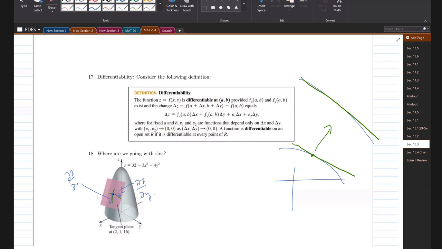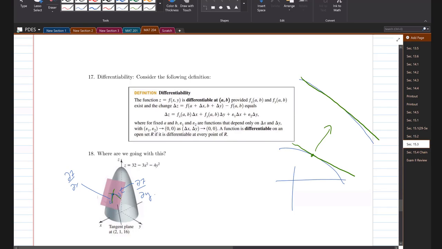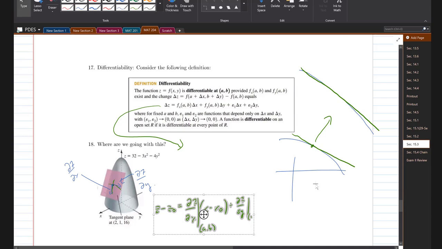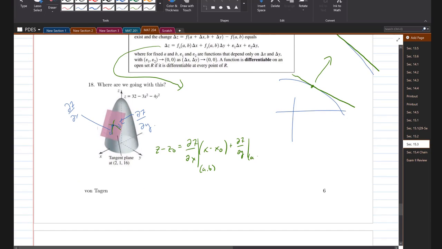So here we have the criteria for differentiability. I don't really want to get into this too much right now, except to say that there's another way we could represent this, and that's to say that z minus z naught is equal to partial f partial x evaluated at the point (a, b) times x minus x naught, plus partial f partial y evaluated at the point (a, b) times y minus y naught, plus two other components, epsilon 1 times x minus x naught plus epsilon 2 times y minus y naught.